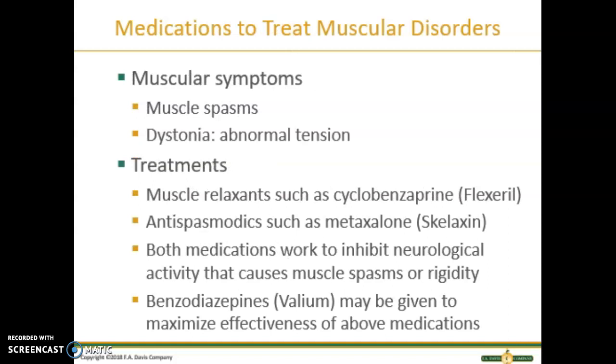So the muscular symptoms are the muscle spasms, dystonia, which I said was abnormal tension. For treatments, muscle relaxants and antispasmodics are used. Both medications work to inhibit neurological activity that causes muscle spasms or rigidity. Benzodiazepine, like Valium, may be given to maximize effectiveness of the above medications, although this is being way more regulated recently, and so it's not as typically done as it used to be, for fear of patients getting an addiction to that.